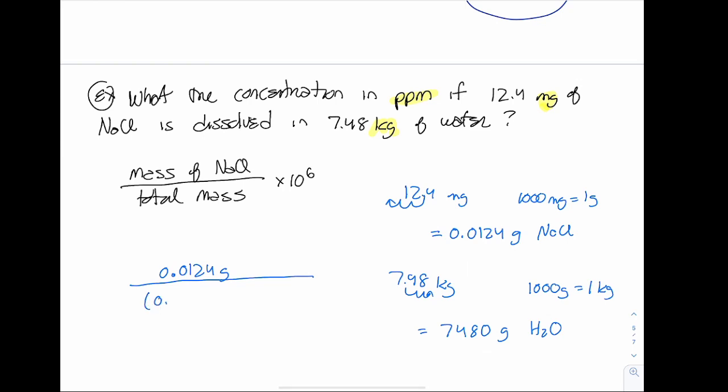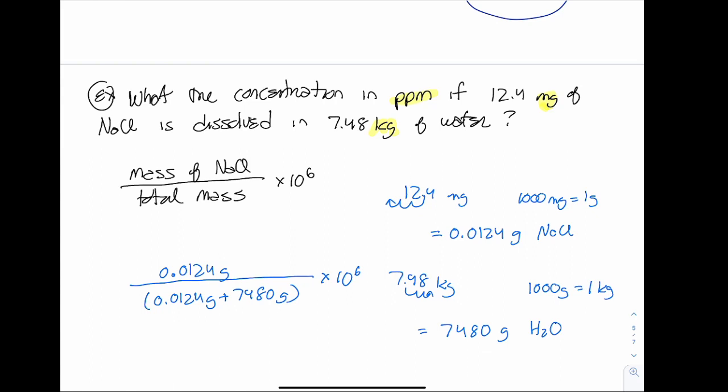And then on the bottom, I'm going to have the total. You can add them ahead of time, or you can just do like I'm doing right now. I switch it up. Up above, when I was doing mass percent, I added them together before I put them into my little formula here. Now I'm doing it at the same time. However you want to do it, it has to be the total on the bottom. And then I'm going to multiply that by a million.